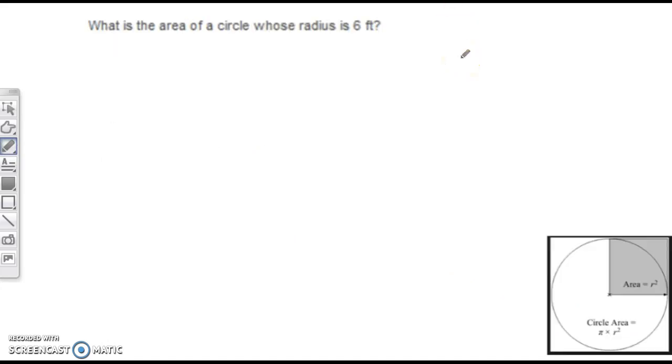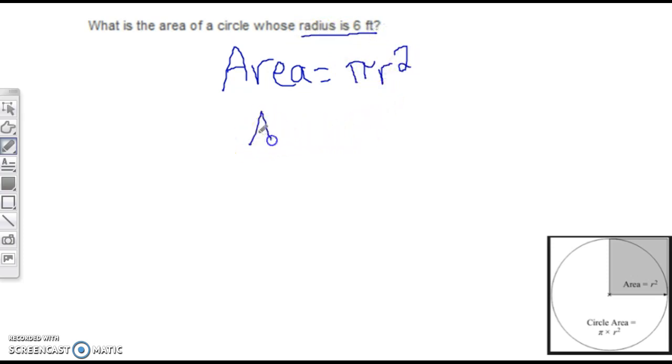All right, so the rest of the quiz isn't quite so painful. This one says, what is the area of a circle whose radius is 6? So we just have to remember the area formula. The area formula is pi times the radius squared. And we were already given the radius, so we can just plug in what we know.